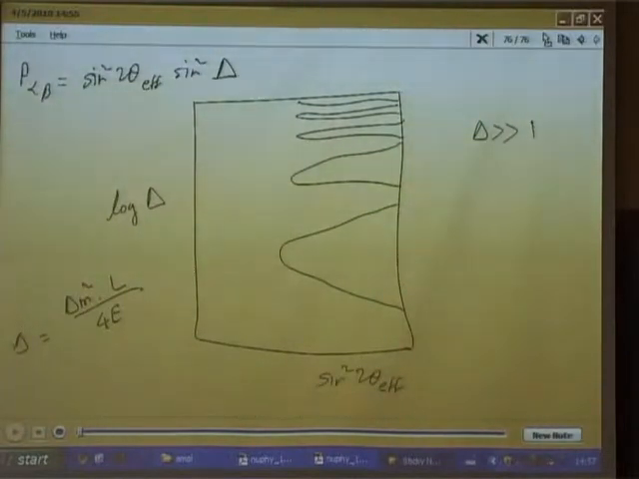Decoherence starts coming in. So you get some average value. If you go to very high delta, you will get an average value. Therefore, this P alpha beta is going to be sin square 2 theta effective times the average of sin square delta, which is one half. So at large delta m square, you get the average. In fact, these fast oscillations are as if they are getting averaged out and you get a line. So in reality, you will get a line like this. You start oscillating and you will get something like this.